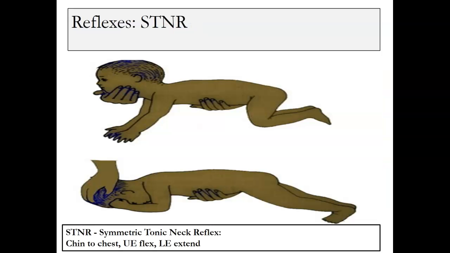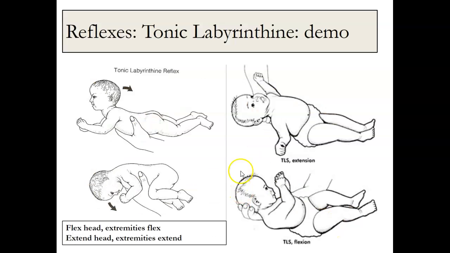Other reflexes: the symmetric tonic neck reflex. If you pull your chin down to your chest, the upper extremities flex. He's flexing his elbow and his hands, and the lower extremities extend. Another kind of automatic response.